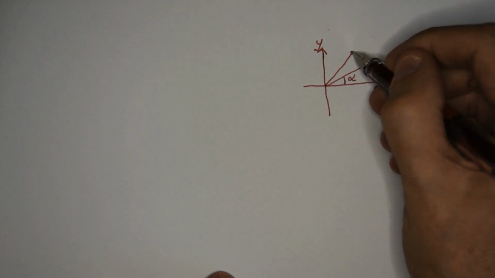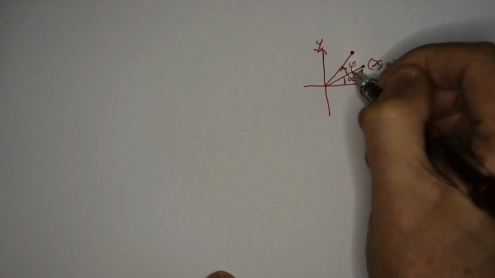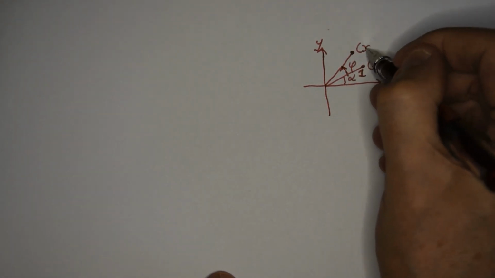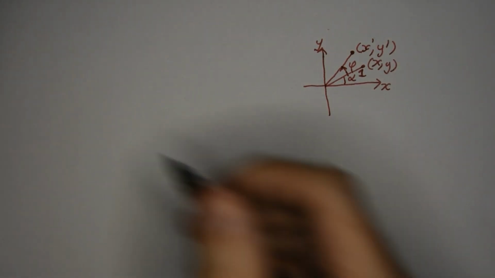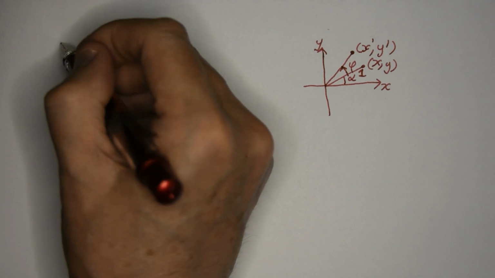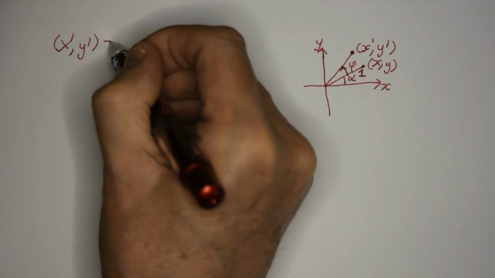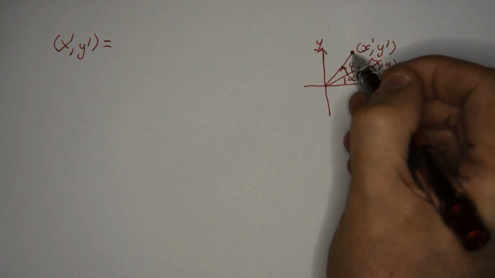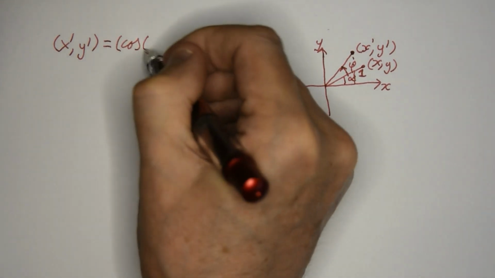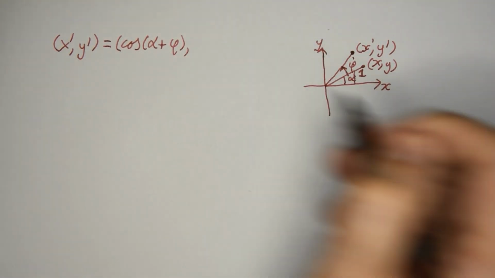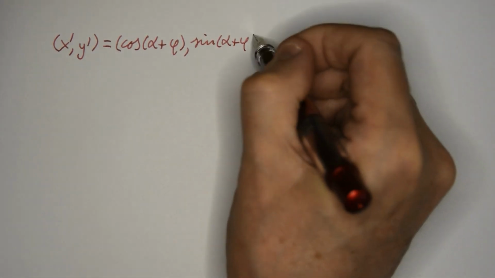But let's start with this one. It's a vector with length 1, which I'm going to rotate with an angle phi. And I will end up at x-accent, y-accent. Yeah? So how does that work? We're going to calculate x, y accents. And we're going to say, okay, what is the x-accent coordinate? That's essentially cosine alpha plus phi. And the y is essentially sine alpha plus phi.